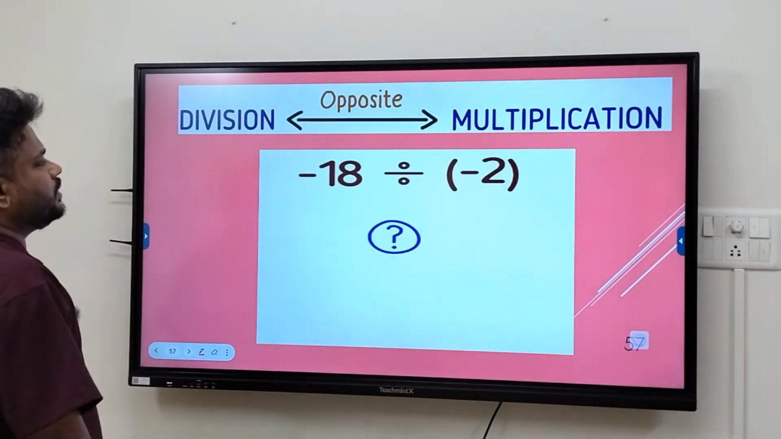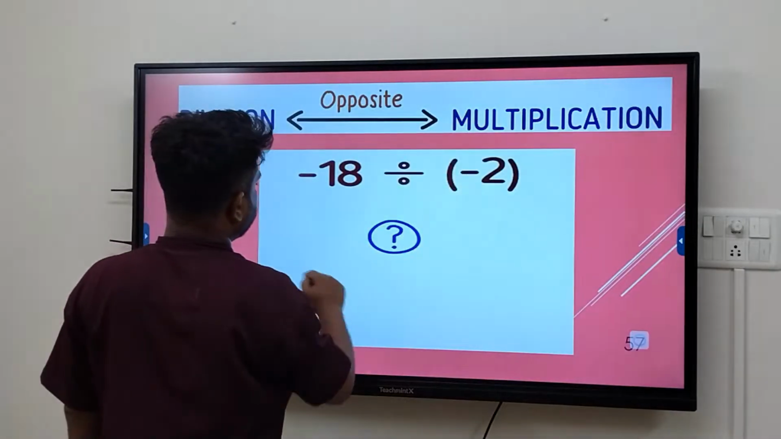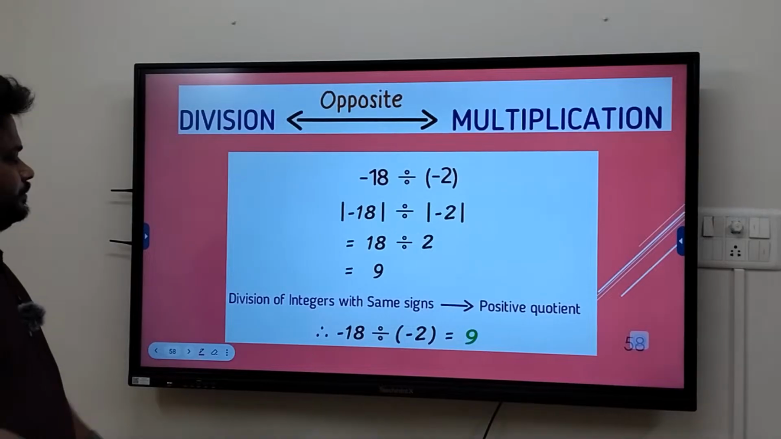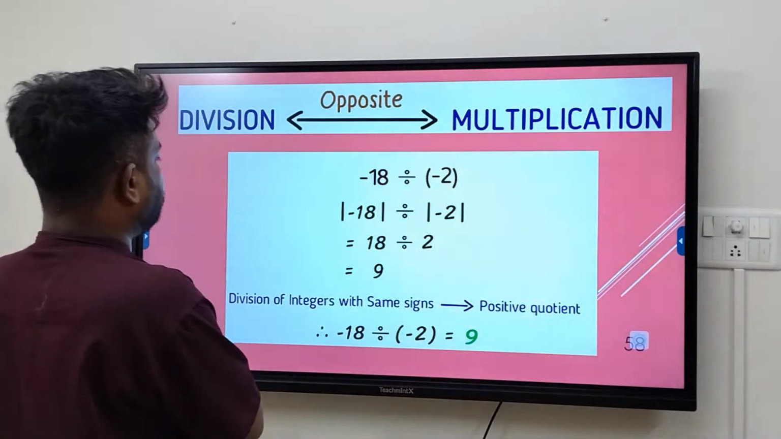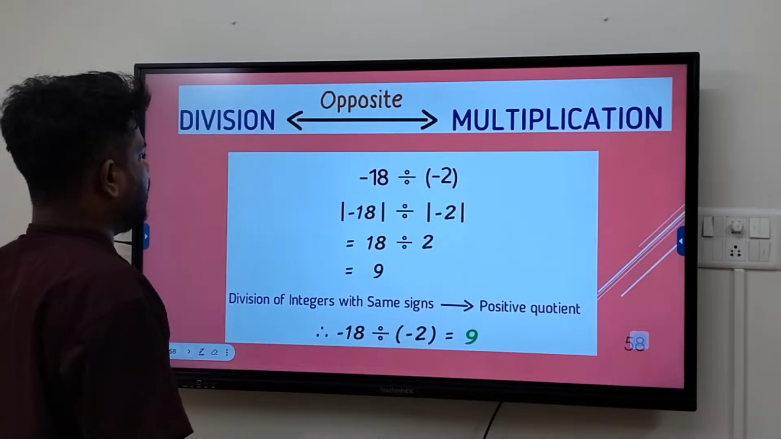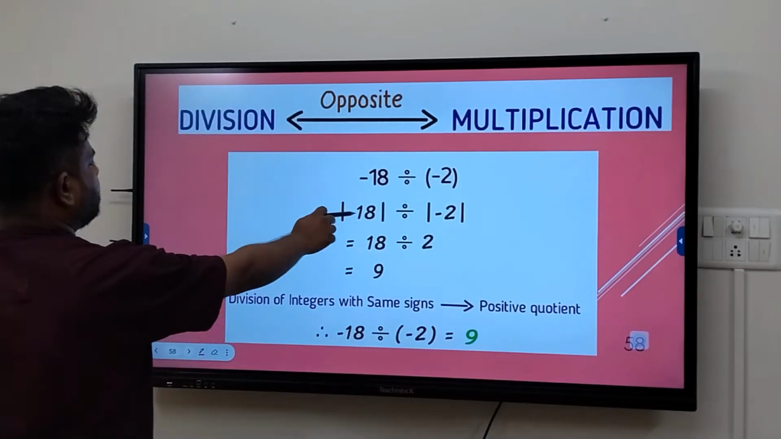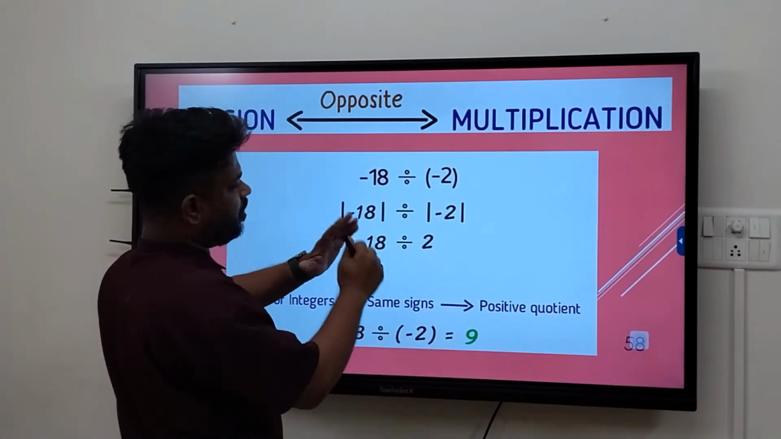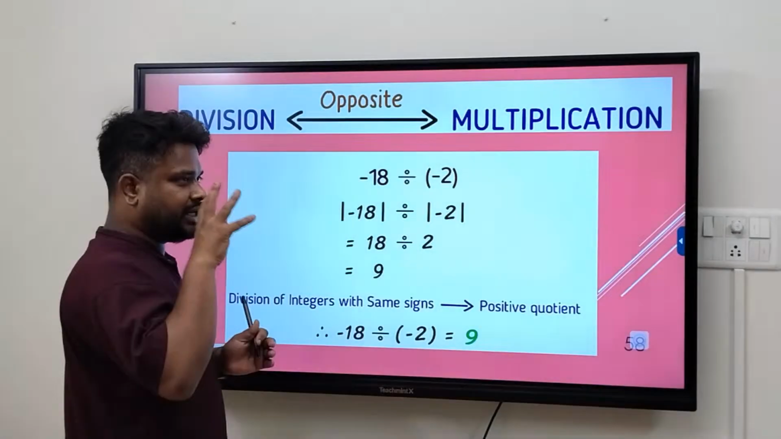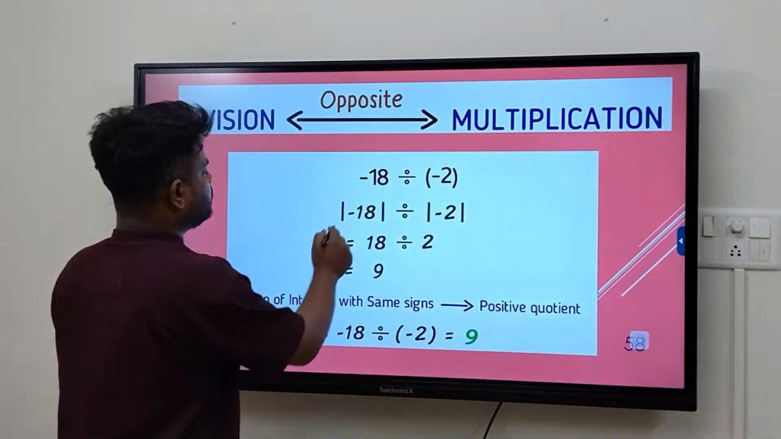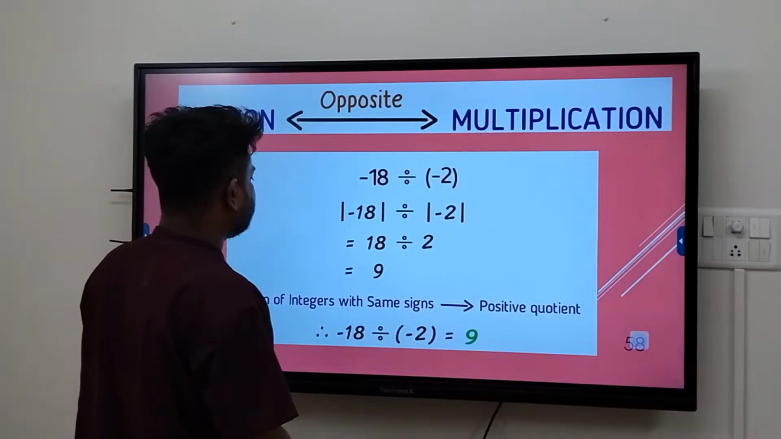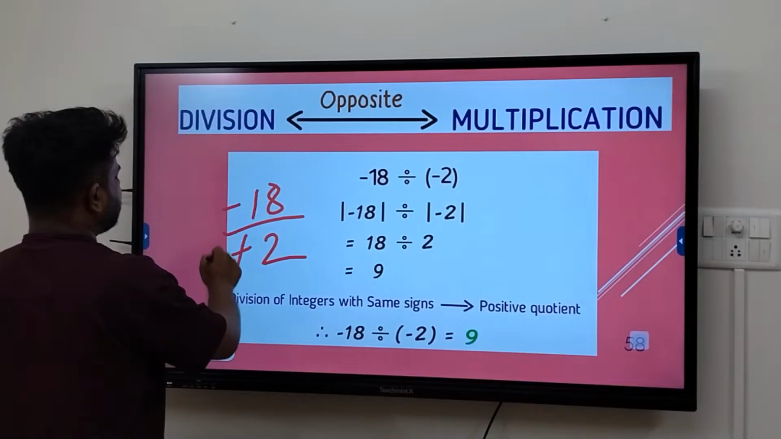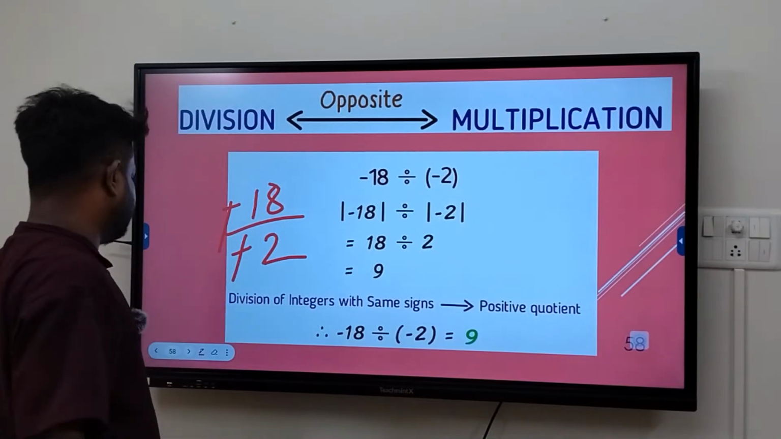This one will be the same, minus and minus get cancelled and the answer will be 9. The next one, division and opposite multiplication. Here they just put the modulus. This sign means modulus, and the modulus omits all the negative signs and keeps only the numerical value. So you can also do it like this, but I would suggest you do it like this: just cancel the negative signs and then try to solve this.